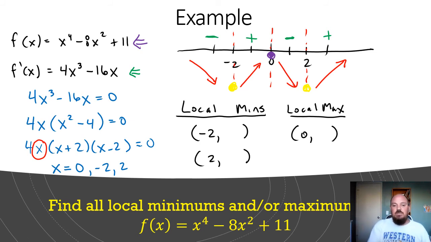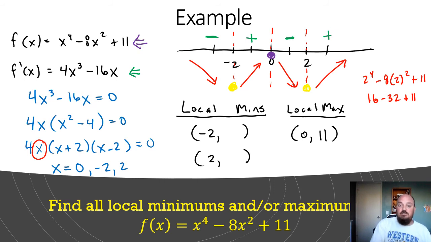Now I'll start with the maximum because zeros are easy. If I plug in 0 for those x's, they all disappear, and I just get that 11, that constant term on there. I get 0 minus 0 plus 11, which is 11. Now for the rest of them, we'll have to do a little bit of work. So let's do the positive 2. Positives are a little easier. If I go 2 to the 4th minus 8 times 2 squared plus 11, that would be 16 minus 32 plus 11, and that would be -5. So that was when I plugged in positive 2, so I'm going to get a -5 right here.